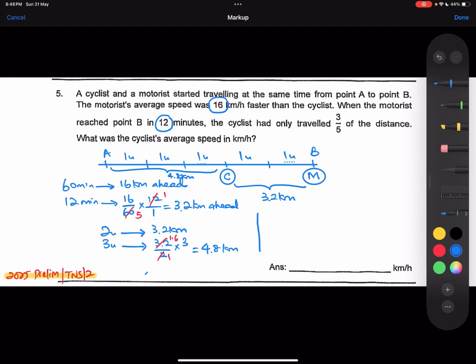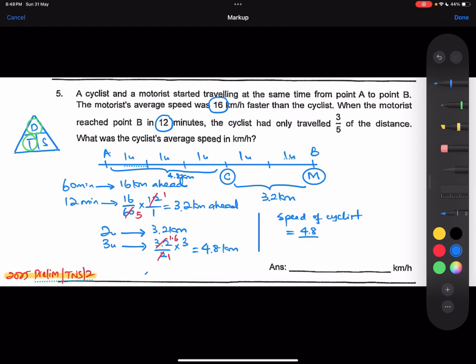Now, the question wants us to find the speed of the cyclist. Remember our triangle for speed questions? D, T, S. To find speed, you need to take distance over time. So distance in this case for the cyclist is 4.8 km. And what's the time taken? The time is 12 minutes.